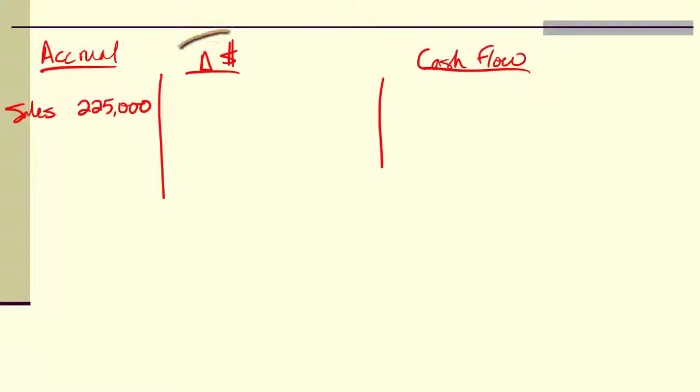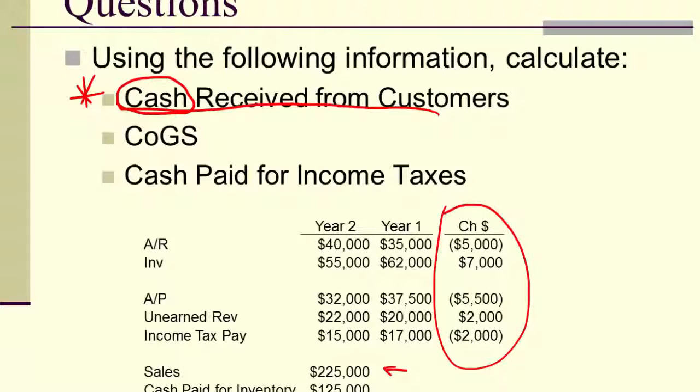Next, I need to put in my change in cash. That's my step 4. So going back to this list, which of these changes right here are going to affect either cash received from customers or sales, whichever way you prefer to think about it? There should be 2 of them. Accounts receivable, because that's specifically keeping track of the amount of stuff my customers have ordered but not paid for yet, and unearned revenue, where they paid me in advance.